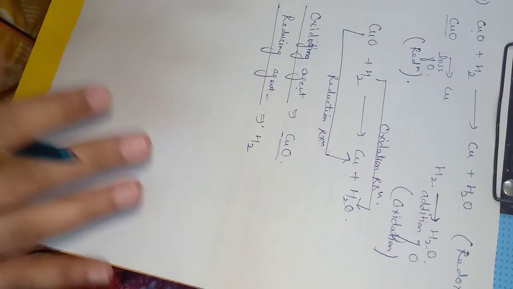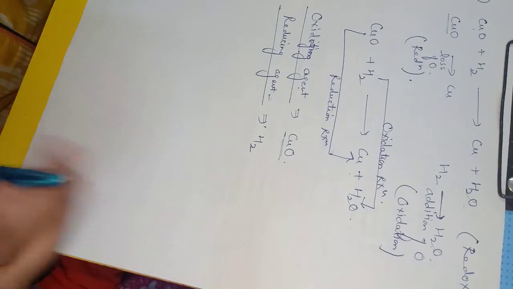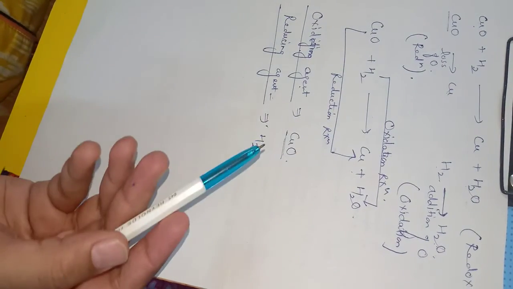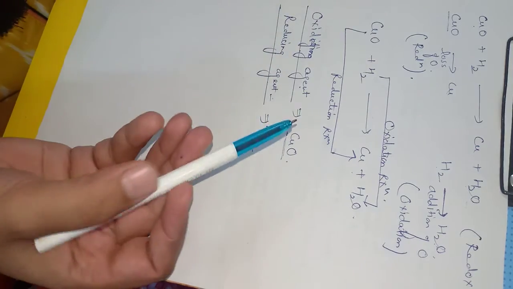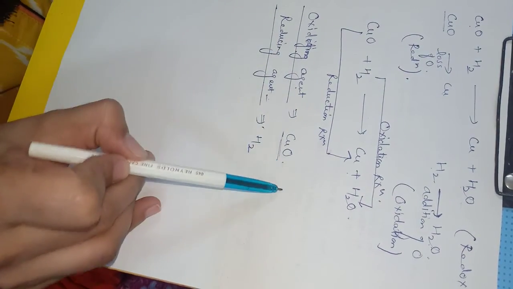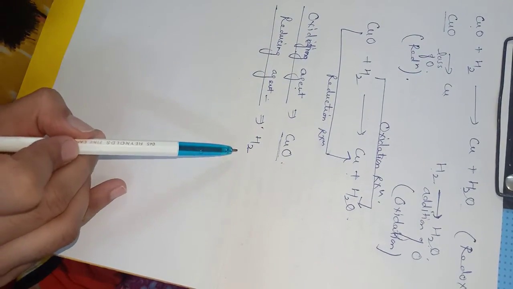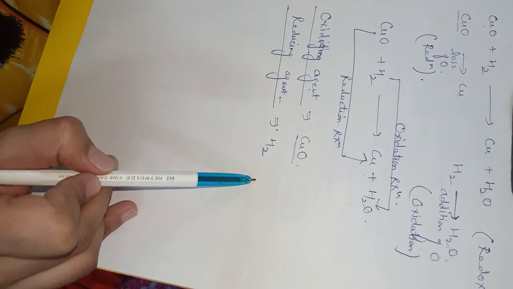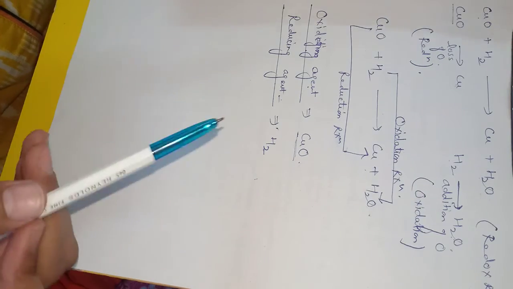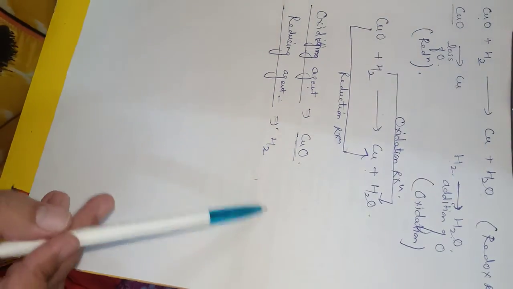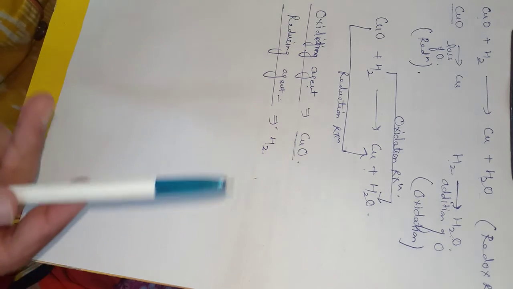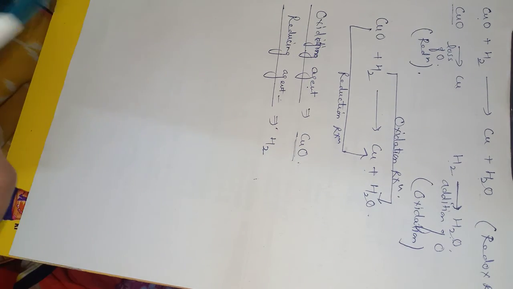So with the help of all these examples, you can easily find out the reduction reaction, the oxidation reaction, and in a redox reaction, which is the oxidizing agent and which is the reducing agent. And with the help of these two examples, you can easily solve the basic problems of oxidation, reduction, oxidizing agent and reducing agent from your NCERT book as well as from your sample papers.